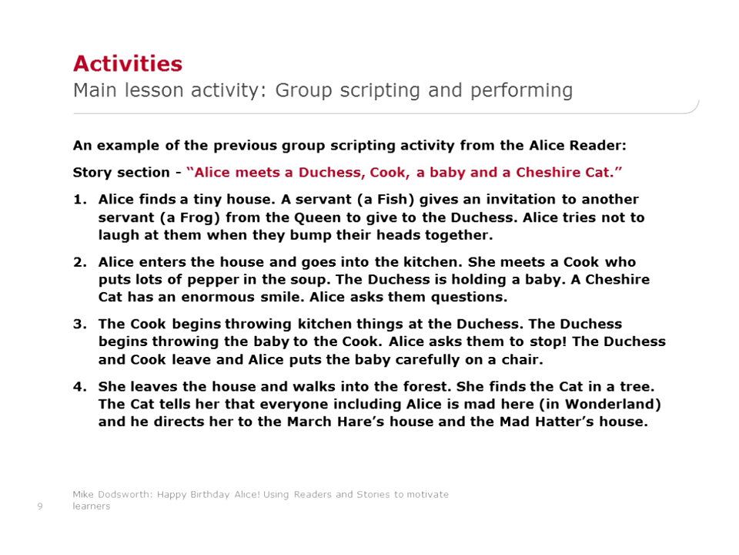I've sectioned off that story section into small scenarios, giving a few ideas of what we expect to happen in that scenario. As you can see, for example, let's pick on number 3, for the sake of time. The cook begins throwing kitchen things at the Duchess. The Duchess begins throwing the baby to the cook. Alice asks them to stop. The Duchess and cook leave, and Alice puts the baby carefully on a chair.